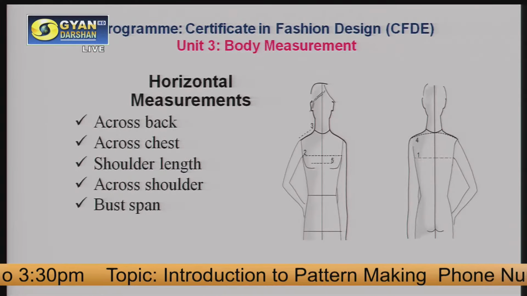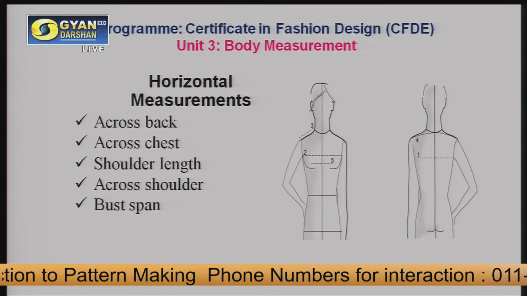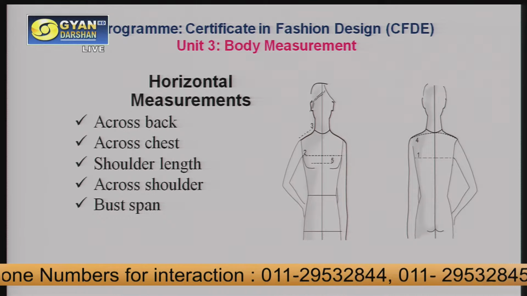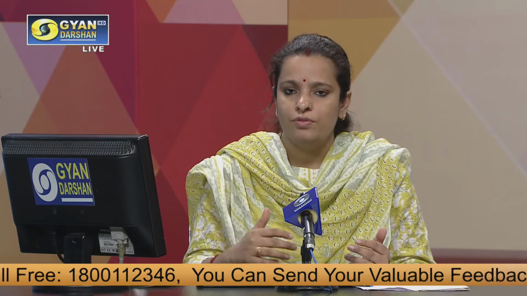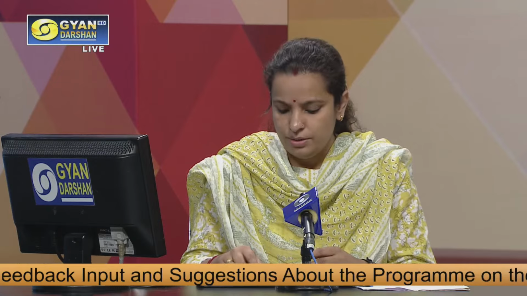Second is the horizontal measurement. That includes the across back, across chest, shoulder length, across shoulder and bust span. When we take the measurement of the shoulder or the across back, from one shoulder to another shoulder, then across chest and shoulder length, all of that comes under the horizontal measurement.